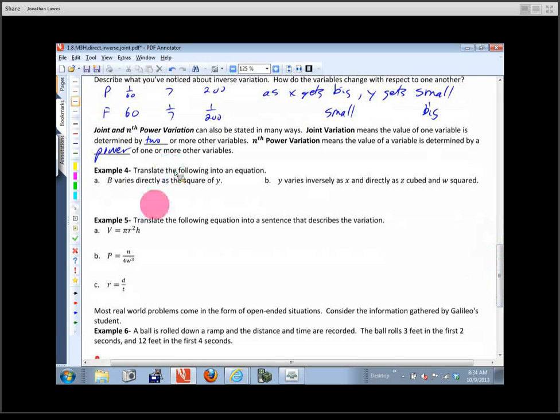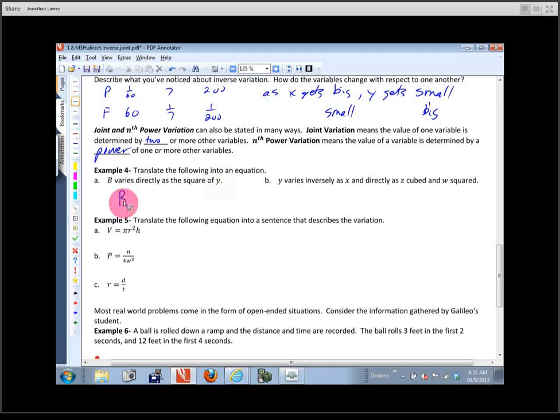So you've got several problems on your assignment where there's not really a lot of math. It's just, do you understand these types of variations and can you translate from an English sentence to a mathematical equation, or from a mathematical equation into an English sentence? So let's take a look at this one right here. This says B, capital B, varies directly as the square of y.